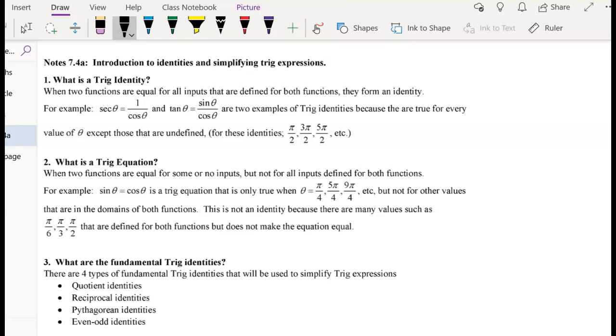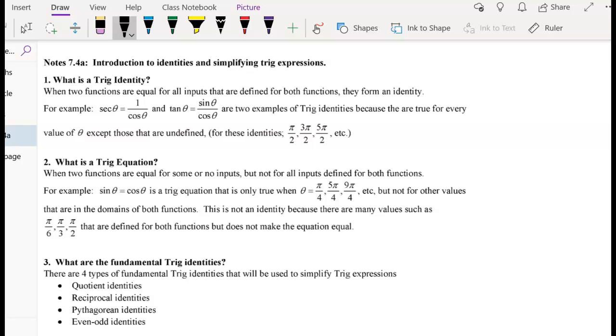Hello pre-calculus students, and welcome to a video that introduces trig identities. The point of this is to introduce what an identity is and then to talk about the four basic, or most fundamental, types of trig identities.